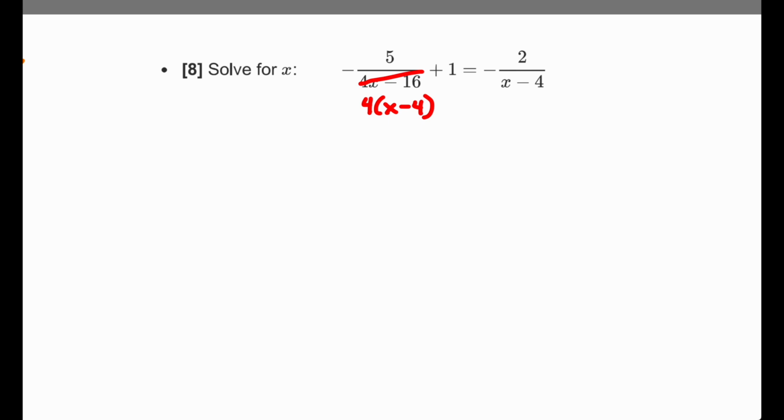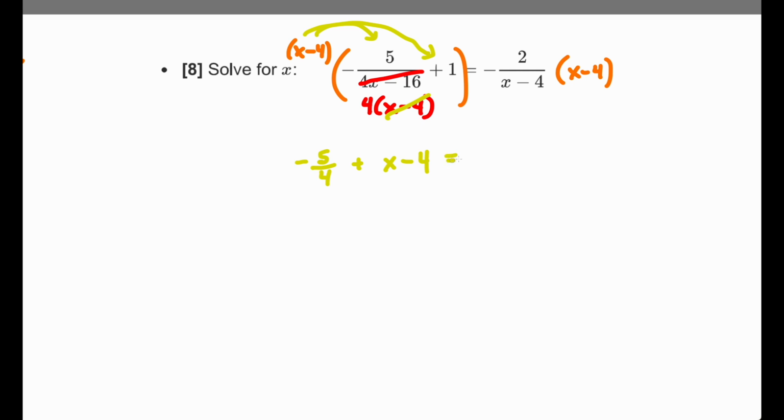First thing we're going to do is multiply both sides by x minus 4. So this whole thing right here is going to be multiplied by x minus 4, and multiply this by x minus 4 as well. And this is going to cancel out a bunch of stuff here. When I distribute it here, basically this is going to cancel, and then I distribute it to the 1, it'll just be x minus 4. So you're going to have negative 5 over 4, this 4 is still here, plus x minus 4 is equal to, well, this is going to cancel with this, so you're just equal to negative 2 here.